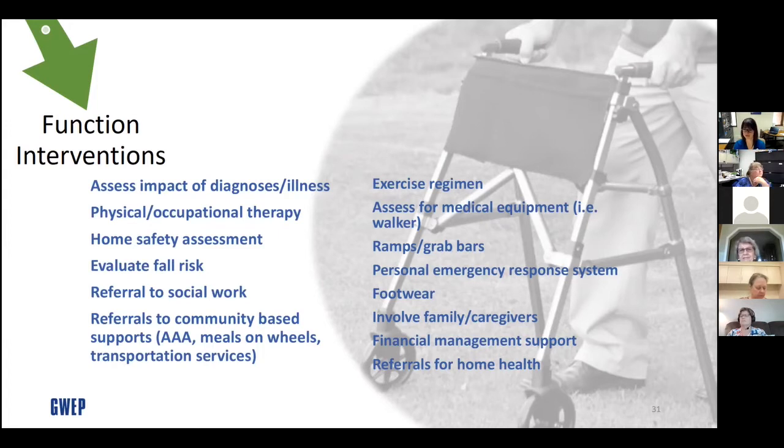Talking about the financial management support, we definitely want people to remain as independent as they can for as long as they can. We don't want people taking over things just because they're worried that mom or dad may struggle with these things. But is there somebody keeping an eye on it? Is there a trusted financial advisor, bank, or loved one to participate in that? Again, the referral to home health.